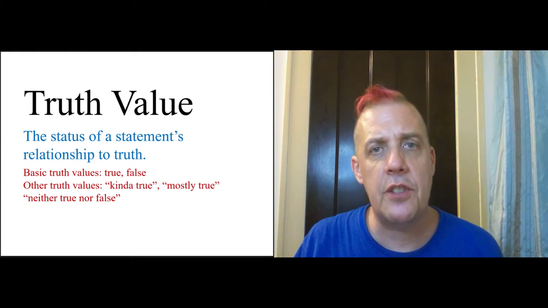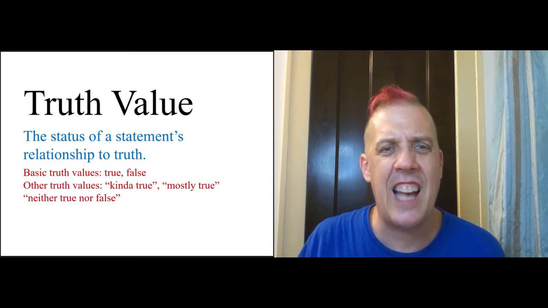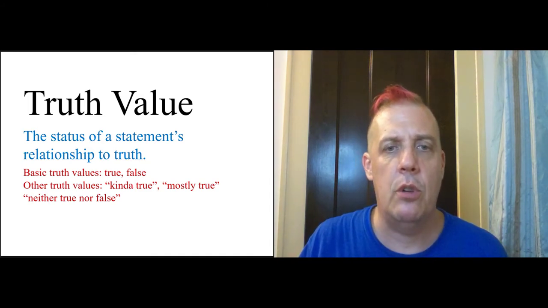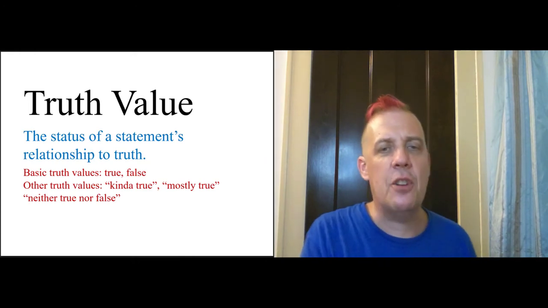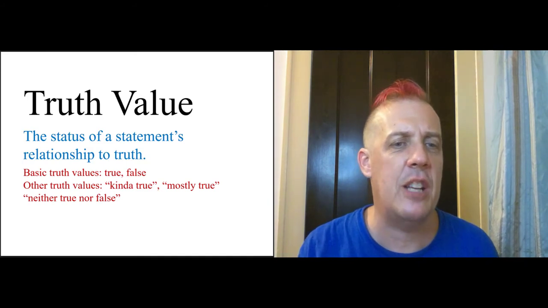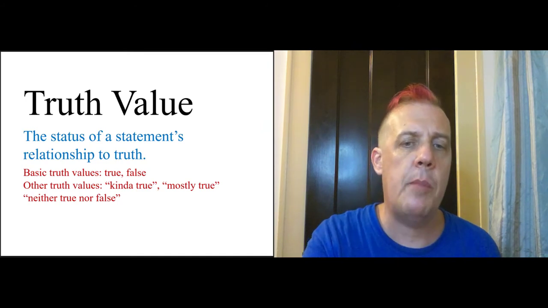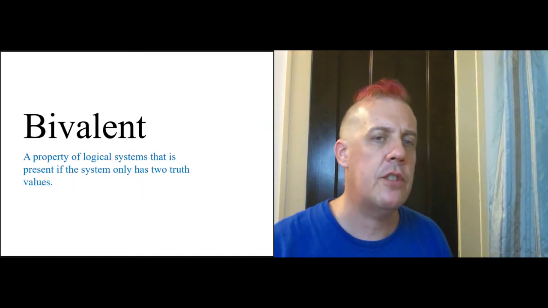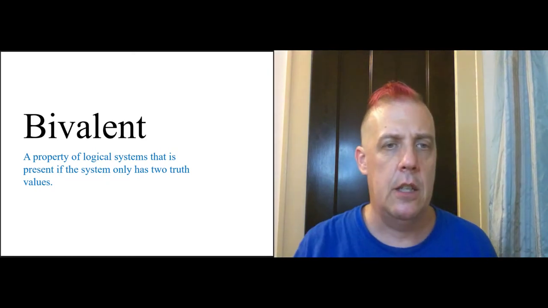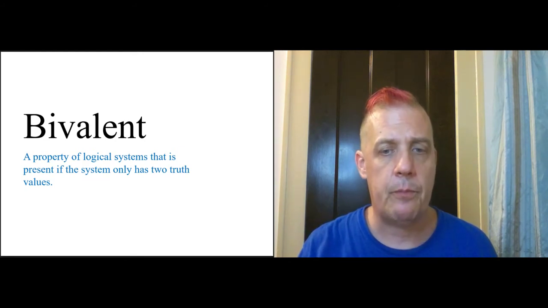But if you think about the way statements work, there are actually more things that you can say besides true and false. You could say that something is kinda true or mostly true. Sometimes you get into really odd abstract evaluations, like saying the statement is neither true nor false. But we're not going to worry about those because in our system, logic is bivalent. That means that the logic only has two truth values, true and false.